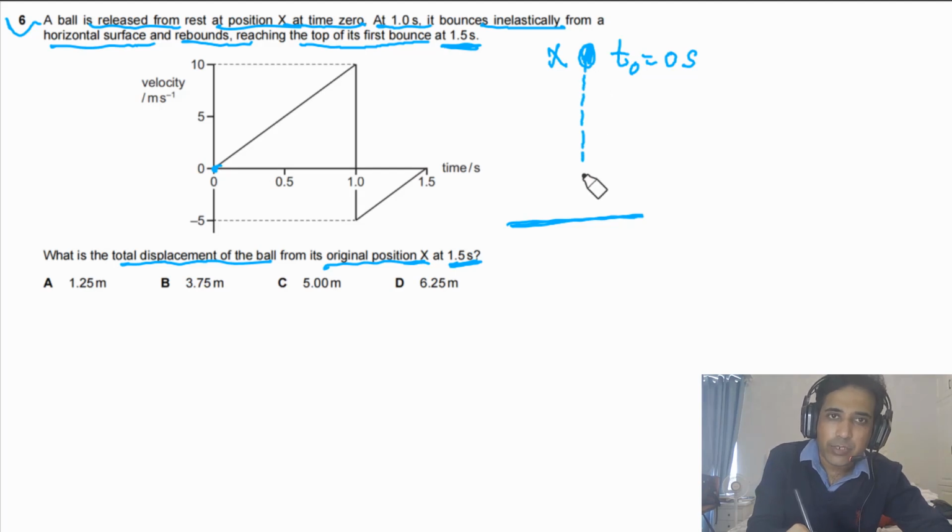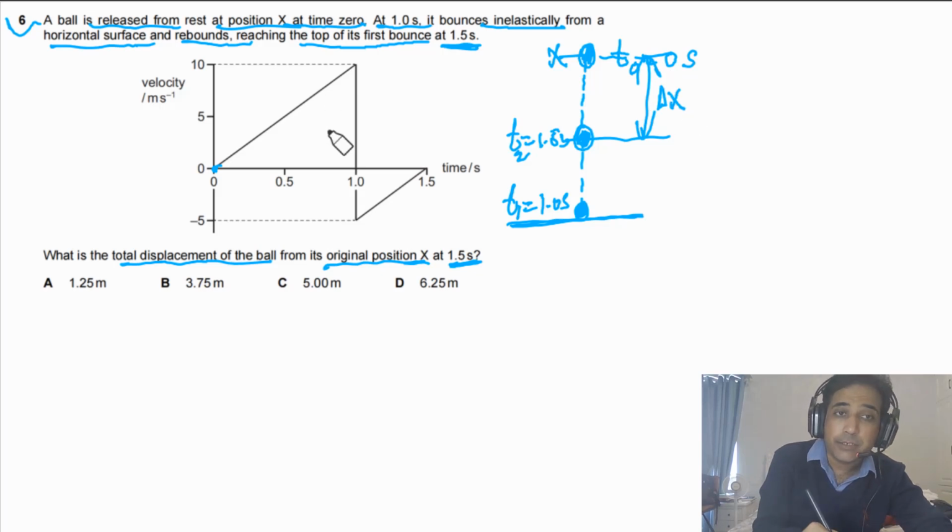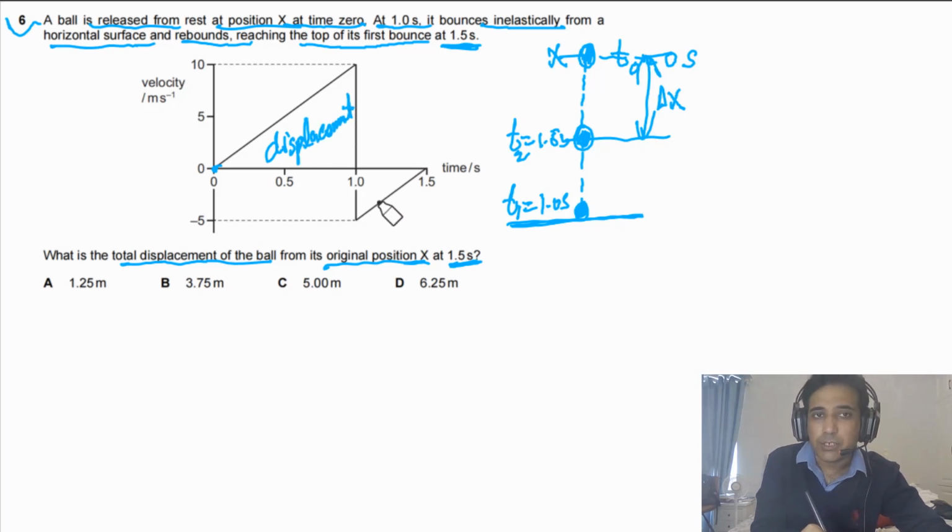So this ball will go down, it will hit this surface, and bounce back. Here the value of t1 is given, that is equal to 1.0 second, and it rises to a certain height. So here we have the value of time t2, that is equal to 1.5 seconds. We need to find this value of delta x, and the area under the velocity-time graph represents displacement. So this area is representing displacement, this is the change in position, so this is also displacement.